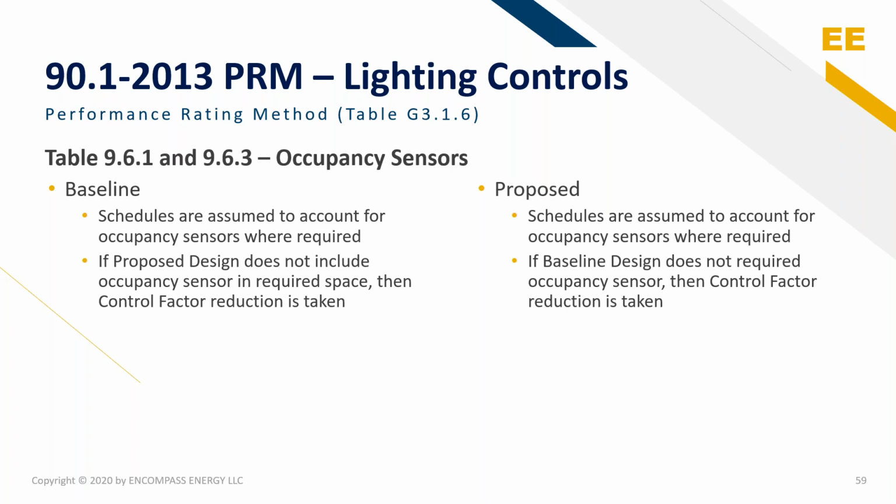Schedules. So in most cases, if you look at the 90.1 users manual schedules, in most cases, the schedules reflect the mandatory lighting controls. So you will note that the maximum, say for an office, is 65% lighting load on the schedules. That is because they assume that there's going to be occupancy sensors in most of this space. So if the proposed design does not have an occupancy sensor, then you can use the control factor to take a percentage reduction. So quite straightforward.